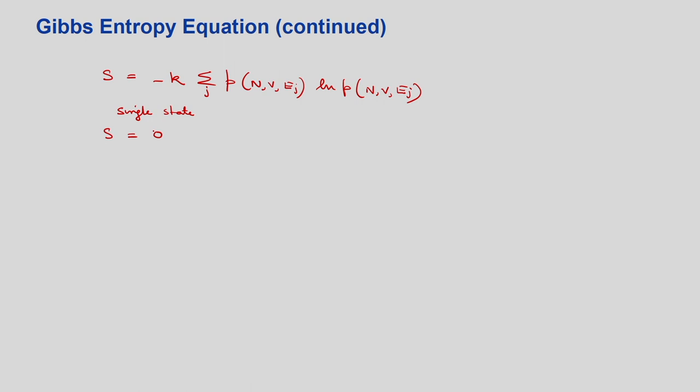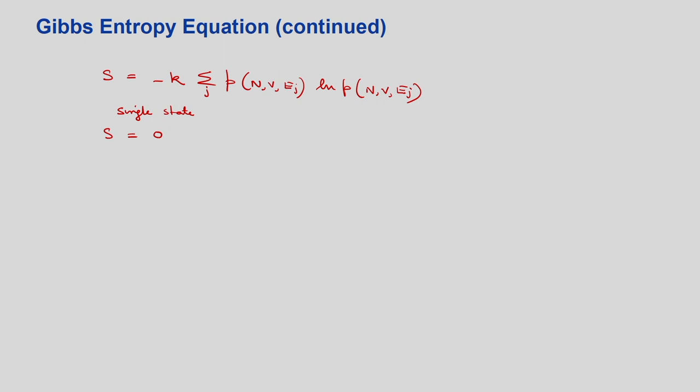So, if I want to write that expression again, S will be minus k of summation of p of N, V, e_j into ln of p of N, V, e_j, okay. Suppose there is only a single state. So, what is the probability? It is 1, unity. So, ln p is ln 1, which is 0. So, for a single state S is 0, okay, that is true. That is actually the third law of thermodynamics. If there is only a single state, a perfect crystalline medium at 0 Kelvin, you have only a single accessible state. So, entropy is 0.